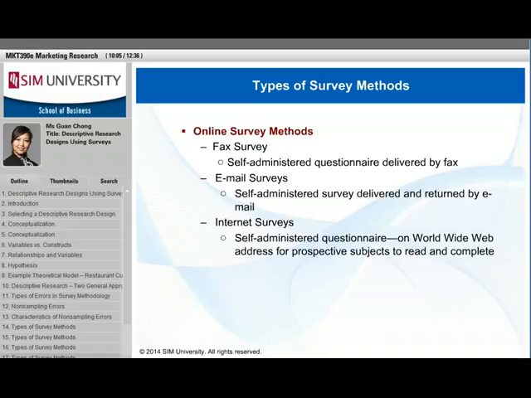Online survey methods include fax surveys, email surveys, and internet surveys. Fax surveys are self-administered questionnaires delivered by fax, while email surveys are self-administered surveys delivered and returned by email. Internet surveys are self-administered questionnaires on the Internet for prospective subjects to read and complete.